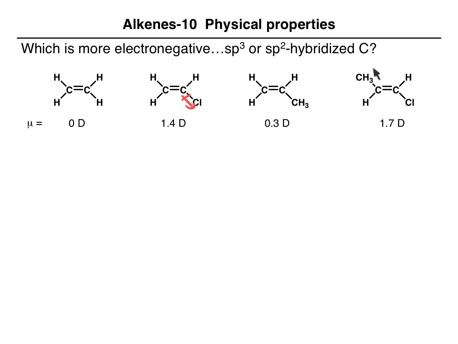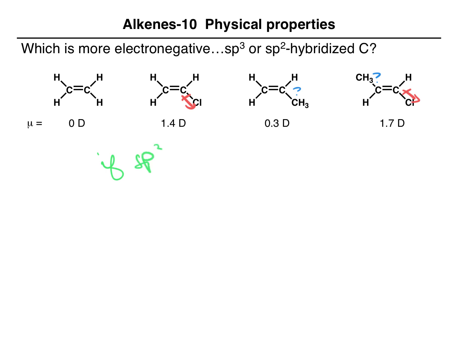But here we have a methyl group and a chlorine, and they're pointing in opposite directions. And in this case, we measure a dipole moment of 1.7. So once again, we know that chlorine is more electronegative, but we still don't know about this bond. Well, let's think about this.